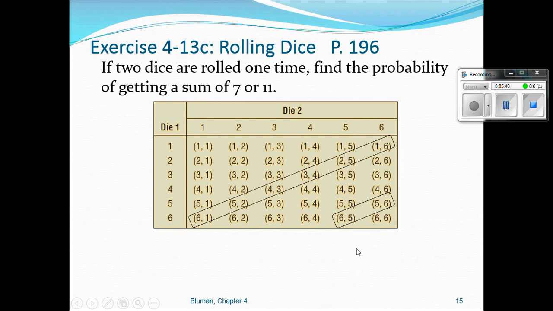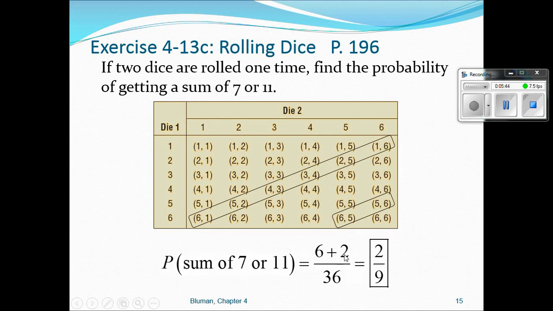How many total? So 8 goes on top. 8 is your desired. Okay, 6 plus 2. How many possible are there? There are 36 possible ways to roll 2 dice at one time. And so you reduce that, that's 8 over 36, which reduces to 2/9.